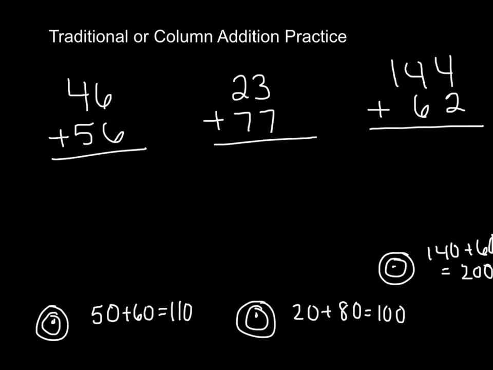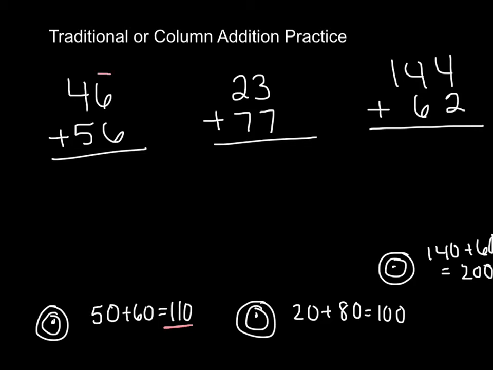Now we're going to try solving those same problems using the traditional or column addition. It's also known as the mom and dad way. Watch as I solve the first problem. I've already done the estimates down on the bottom, copied from the previous page.